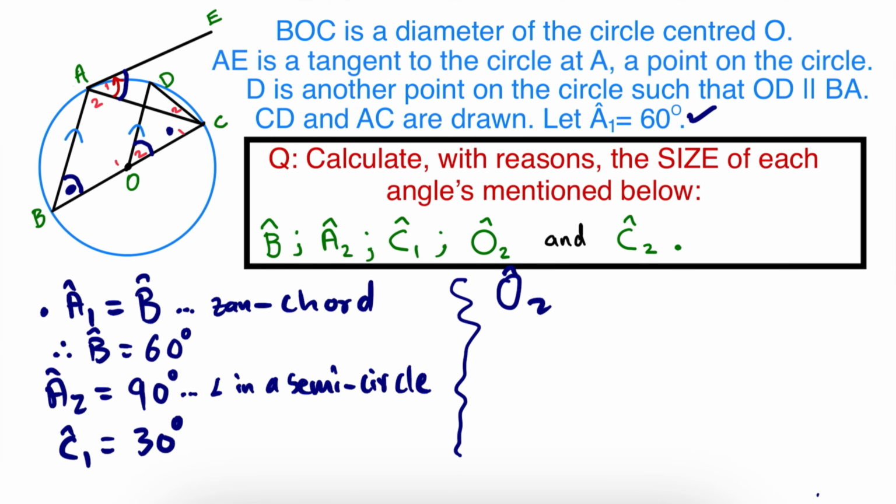So basically, my O2 will be equal to my B, and my B is 60. You can see 60, right? So O2 will be equal to B, and my reason will be corresponding angle. So O2 will be equal to angle B, which is 60 degrees. My reason is corresponding angles. All right. Now the last one, guys.